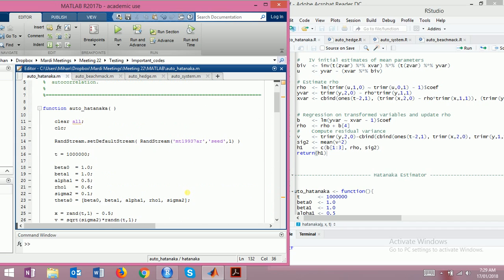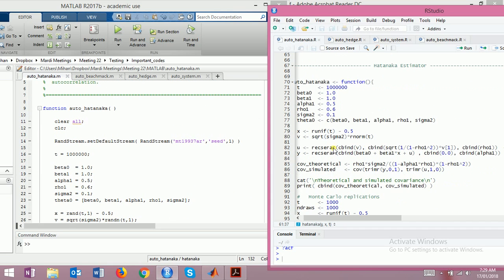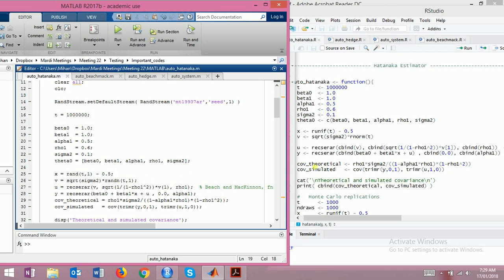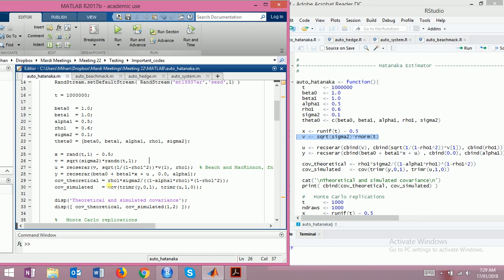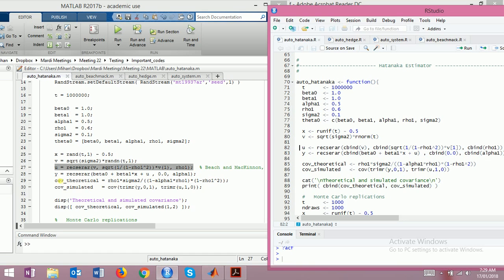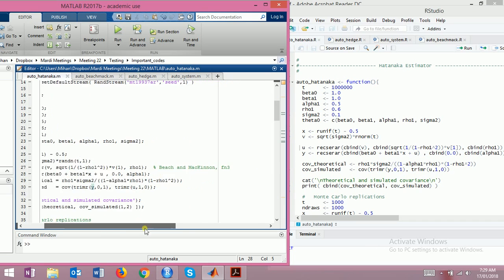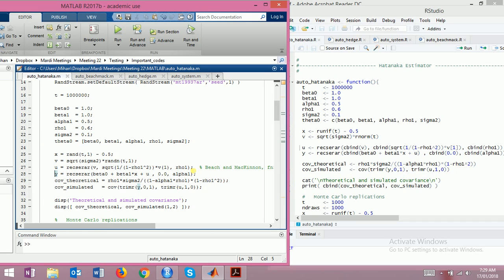So how do we do Hatanaka then? First we introduce the initial estimates, then we generate a random number minus 0.5 because u is minus 0.5 to 0.5, then v is square root of sigma square random number t1, our norm, then u with recursive estimation process, we recursively estimate u with y. This is the Beach-MacKinnon method.